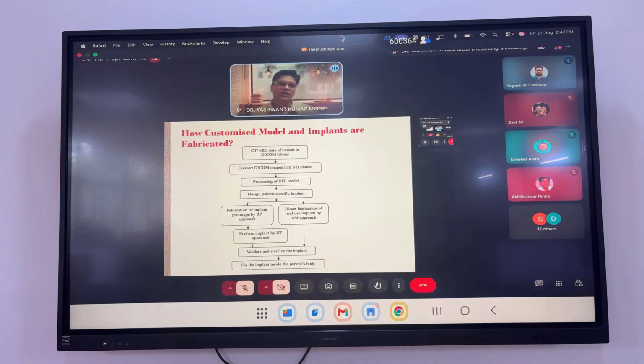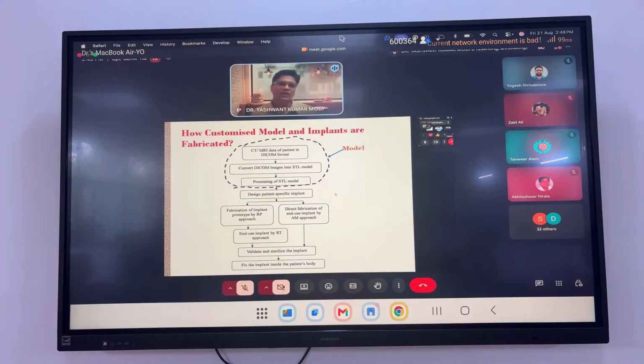Then that DICOM format has to be converted into STL file format. STL is the file format, you may be aware of, in manufacturing technology. Then we have to process the STL file in software to correct any error. If there are some errors, then we have to process that STL file before going for the printing to design the patient specific implant. So this much portion is important for creating the model of the patient's affected body.